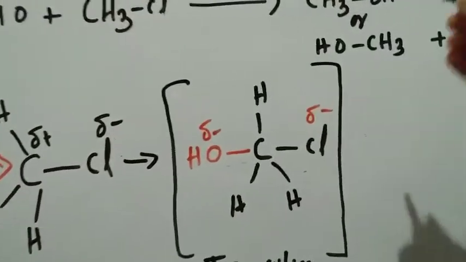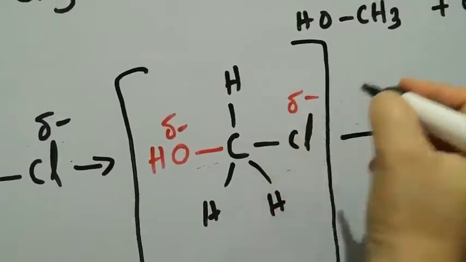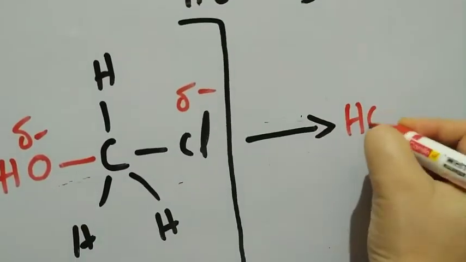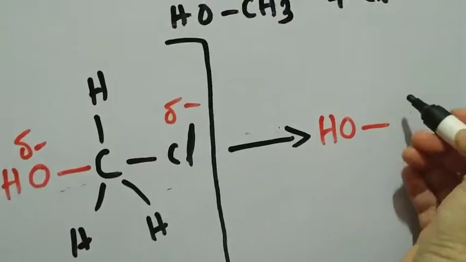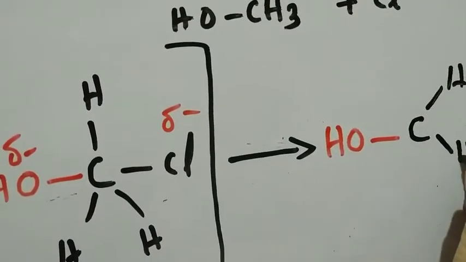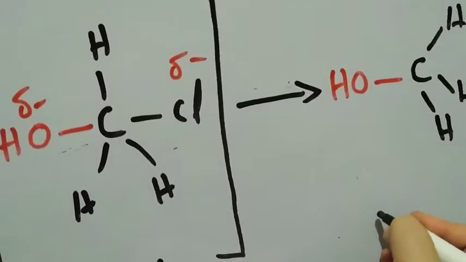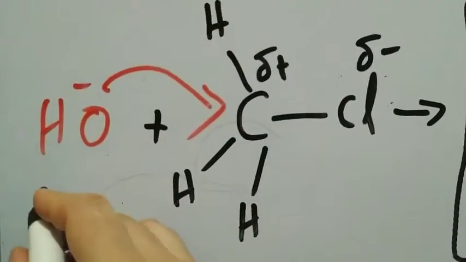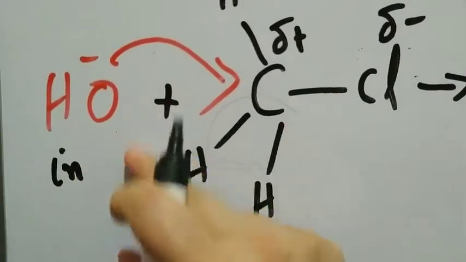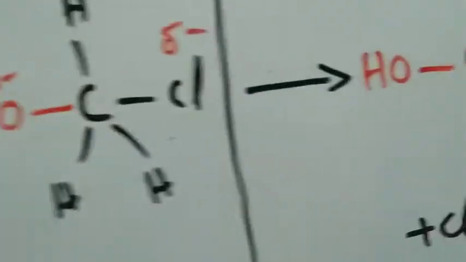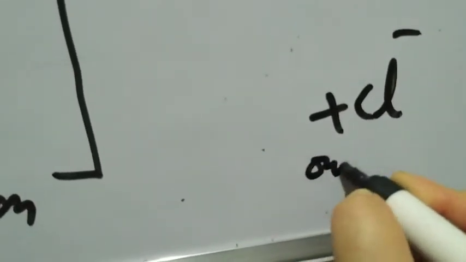Now we have the transition state, and after that this bond breaks, and the molecule that we get is like this. OH on this side now, and this is our carbon atom. It will have its hydrogens here, and our leaving nucleophile is Cl negative. This is the incoming nucleophile, and this is the outgoing nucleophile.